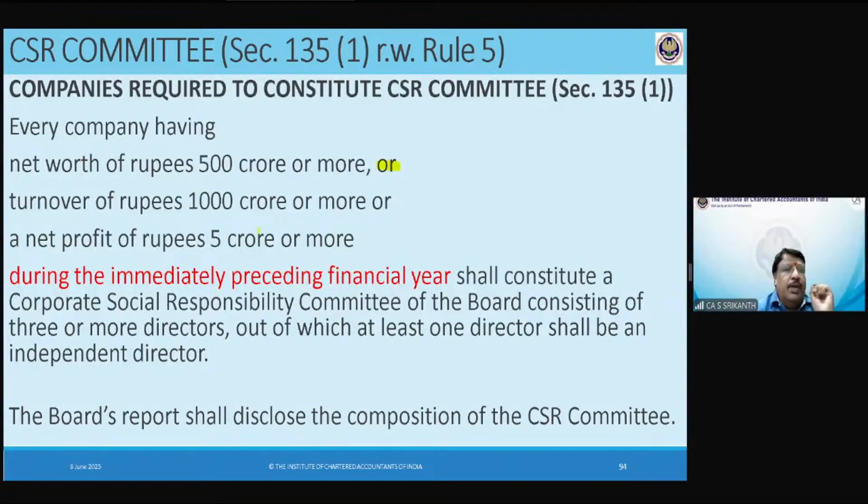It's my humble suggestion, do not take me the wrong way for telling you all this. Now, net worth of 500 crore or more, turnover of 1,000 crore or more, net profit of 5 crore, very important, during the immediately preceding financial year. So we have to look at the P&L and balance sheet of 31st March of the previous year. Any changes after 31st March will not be relevant. Suppose I have to find out whether I have to contribute to the CSR fund for 25-26. Then I should see the 25 March figures. Suppose the turnover is more during the current year, it is not relevant for the current year decision. I have to see the previous year's turnover. Is it more than 1,000 crore? Net worth, is it more than 500 crore? Net profit, more than 5 crore?